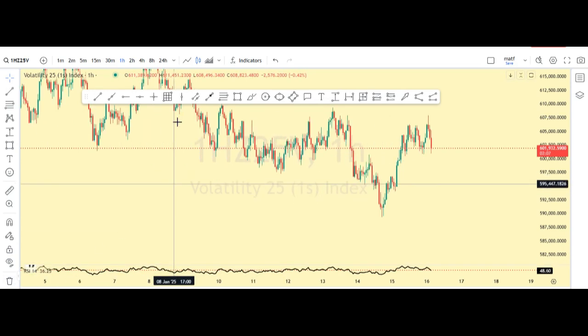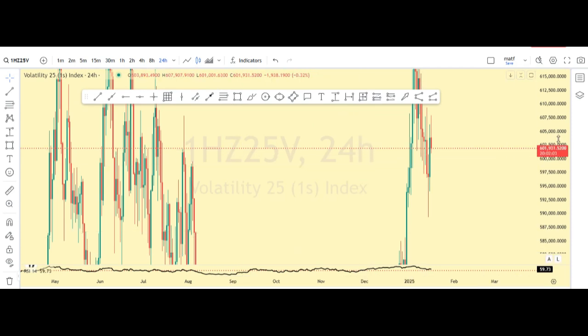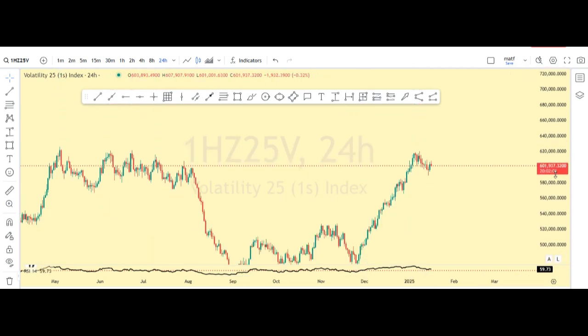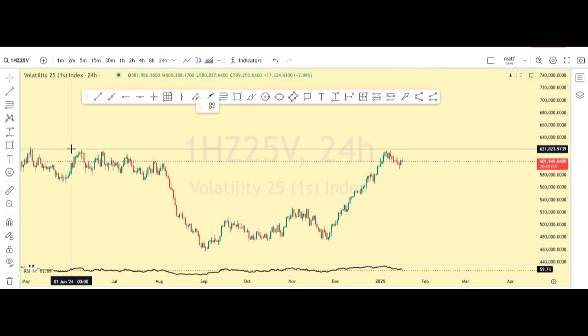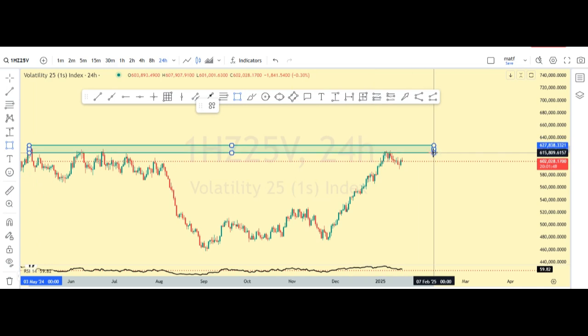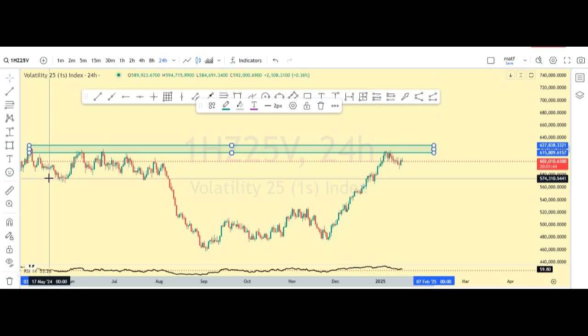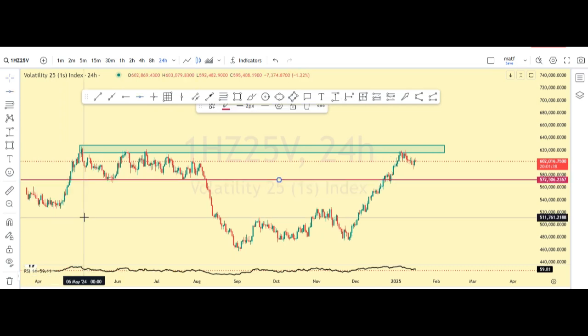Let's look at it from the daily. This is the daily. The market has been buying for some time now, and this is a major resistance zone. Looking at it from the daily time frame, this is a major resistance zone, and whenever the market gets to this resistance zone, it will sell to a level. You see the level now, it will sell to this level.